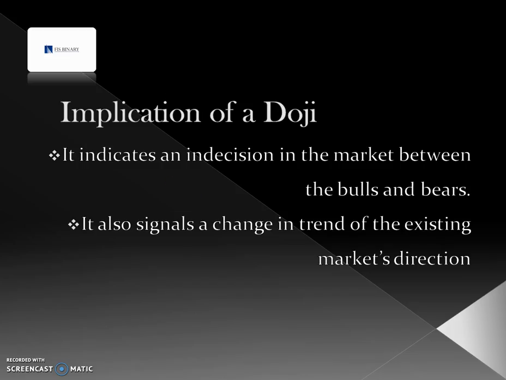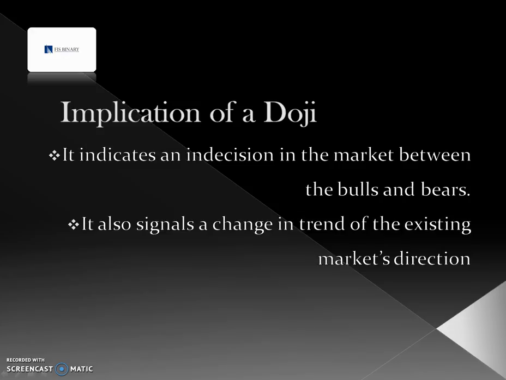Now someone's going to ask a question: what is the implication of seeing a doji on a candlestick chart that you analyze? A doji implies indecision in the market. It indicates an indecision between the bulls and the bears in the market. So whenever you see a doji, you should know that the market is indecisive as to which direction to move for that particular period of time.